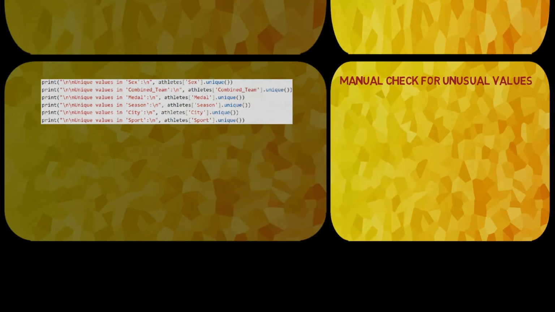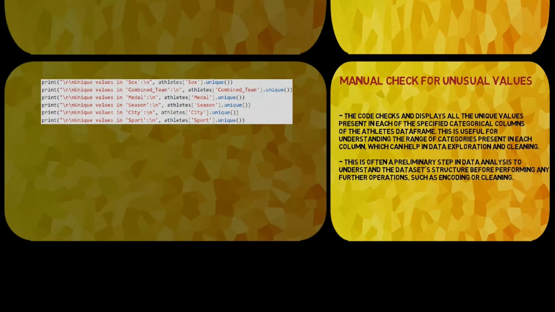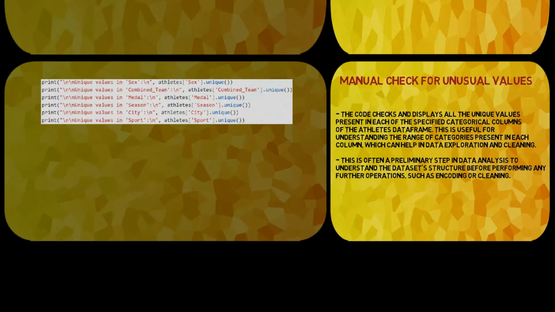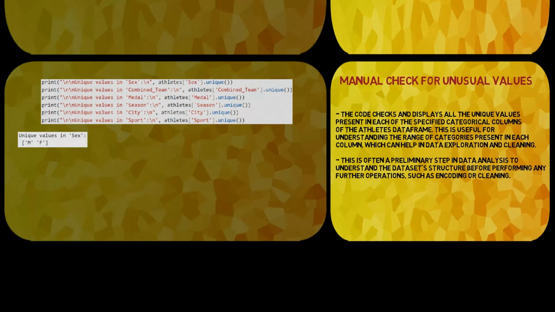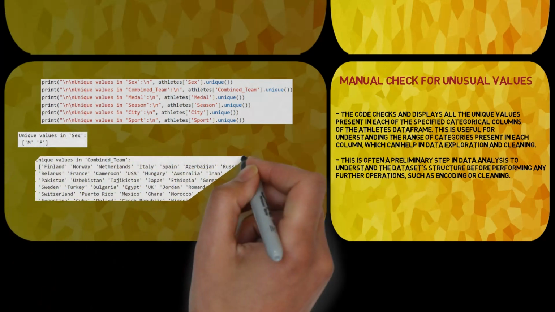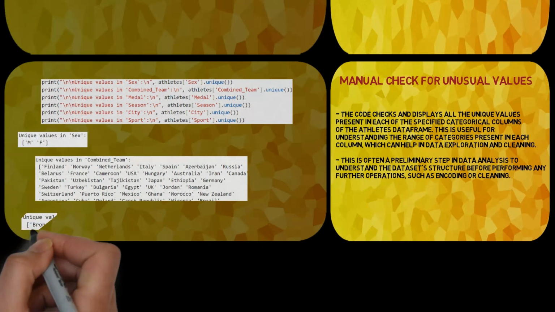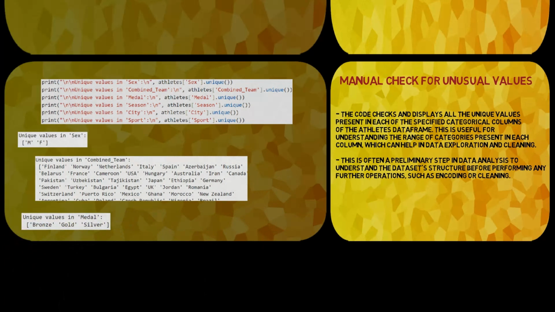Manual check for unusual values. The code checks and displays all unique values present in each specified categorical column of the athlete's data frame. This helps us understand the range of categories and spot any inconsistencies or unusual values. This step is crucial in the preliminary stages of data analysis to ensure we have a clean and understandable dataset.